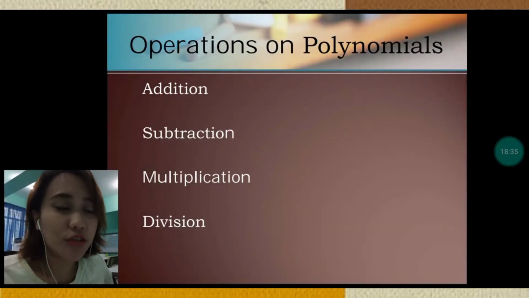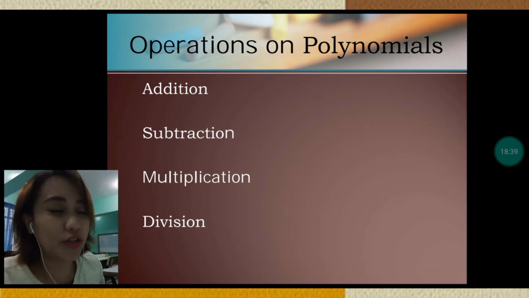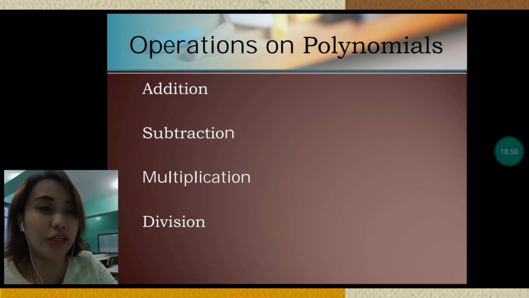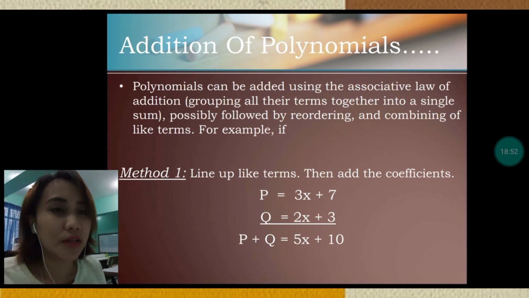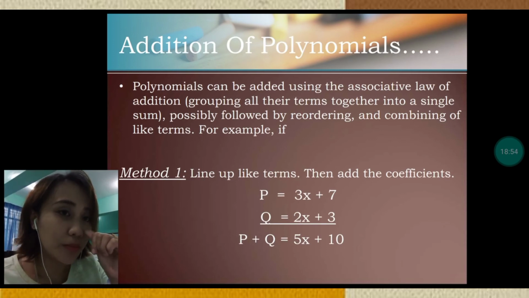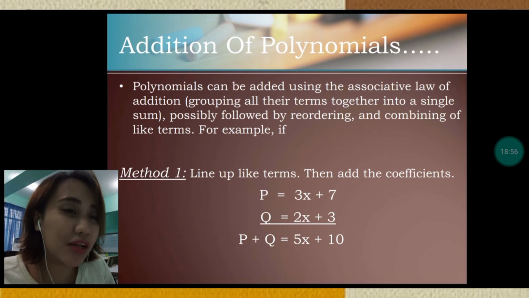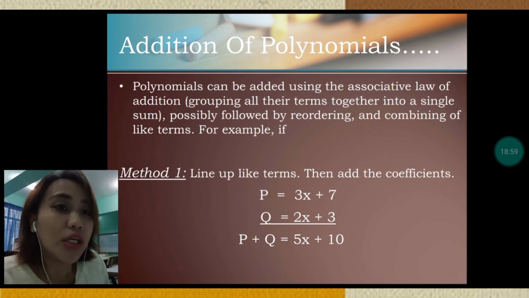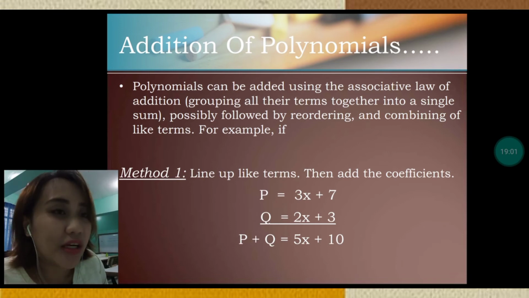For operations on polynomials, we have addition, subtraction, multiplication, and division. But in this video, I will be only focusing on addition and subtraction. There will be a separate video for multiplication and division. So, addition of polynomials. Polynomials can be added using the associative law of addition, grouping all their terms together into a single sum, possibly followed by reordering and combining of like terms.